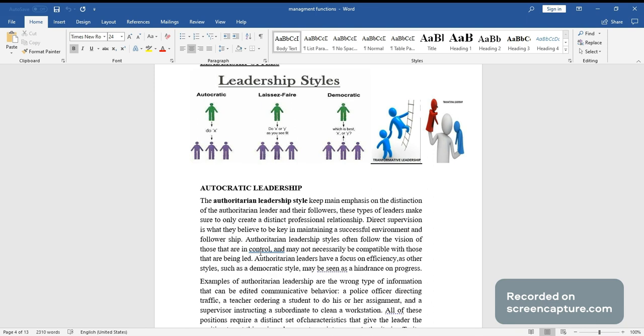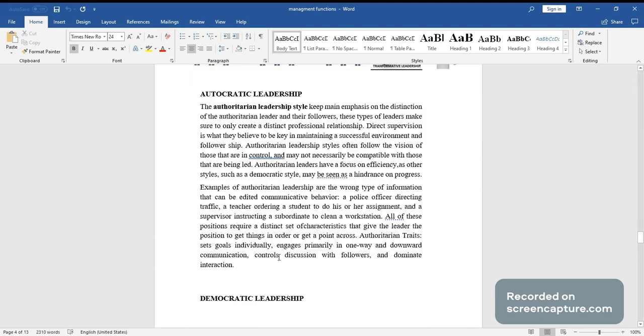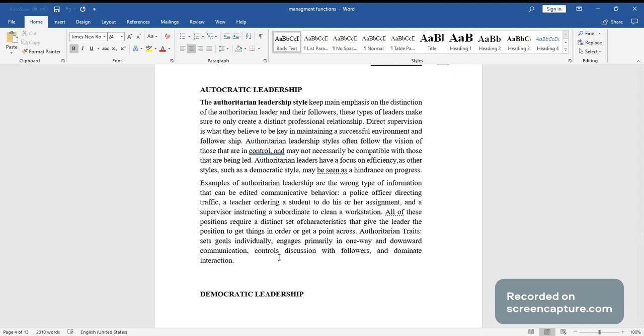The authoritarian leadership style follows the leader's vision, and since they are in control, they are not necessarily competitive with those who are best. Some examples of authoritarian leadership: a police officer directing the traffic, a teacher ordering a student to do his or her assignment and supervising their work.